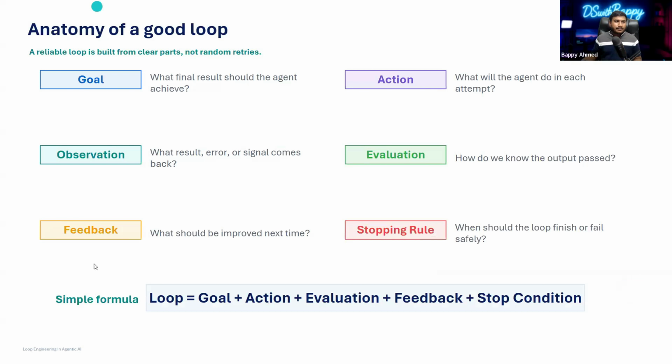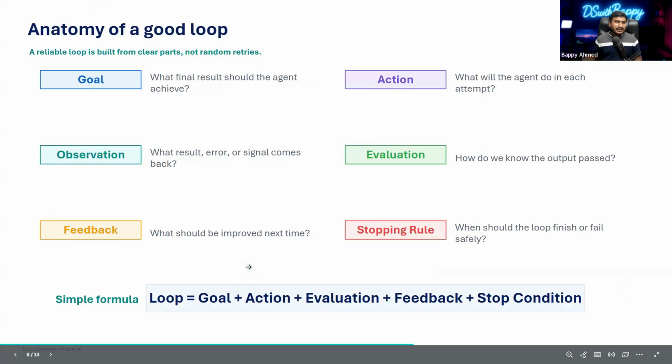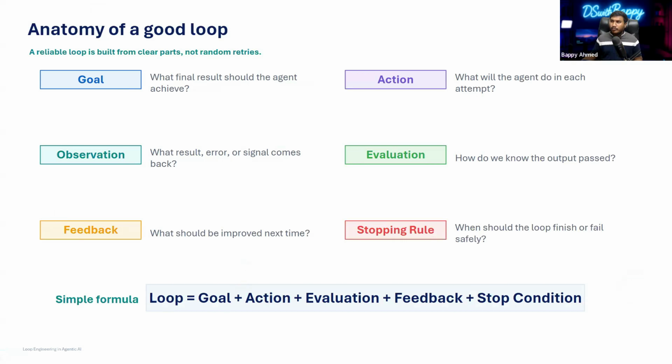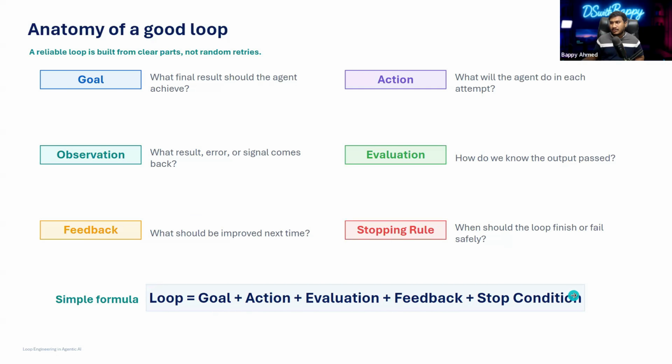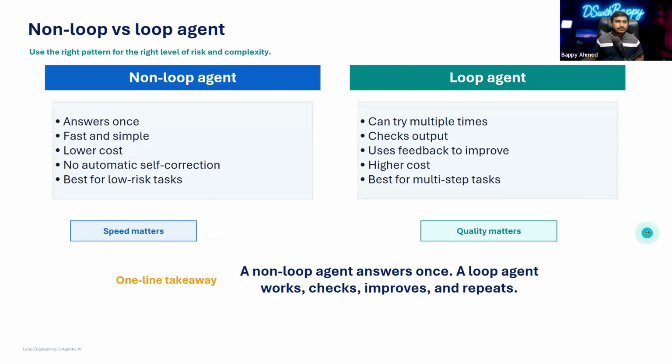Now see, we'll try to understand the anatomy of a good loop. That means inside a good loop, what things should be available? Definitely the goal, observation, feedback, actions, evaluation, and most importantly, the stopping rule. Without a stopping rule, don't create any kind of loop, guys. So the simple formula: loop equals goal plus action plus evaluation feedback plus stopping conditions. If you combine all of them, you will be writing a good loop inside your agents.